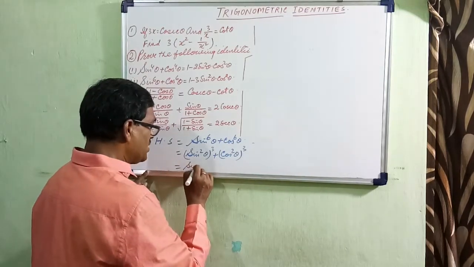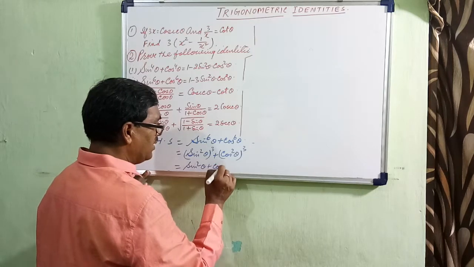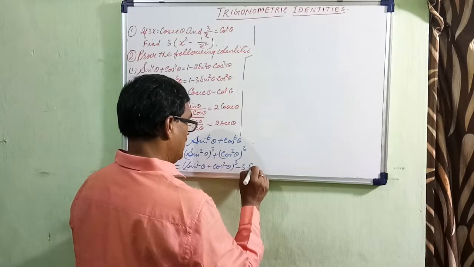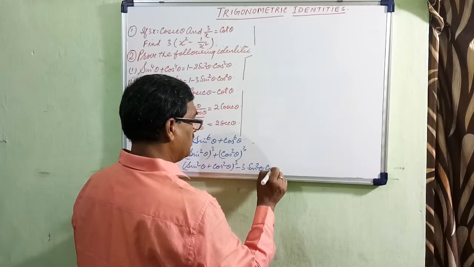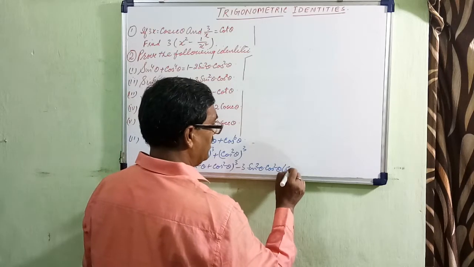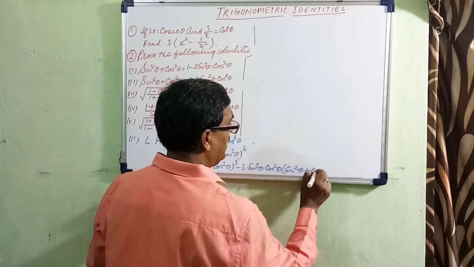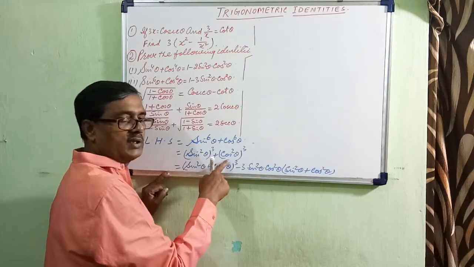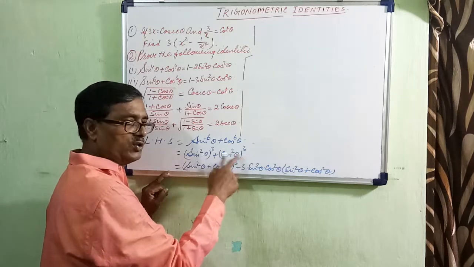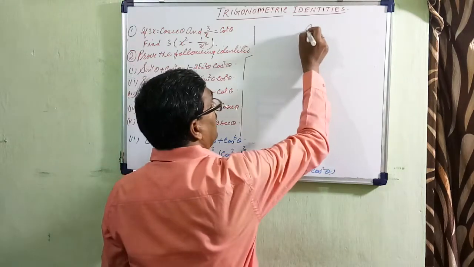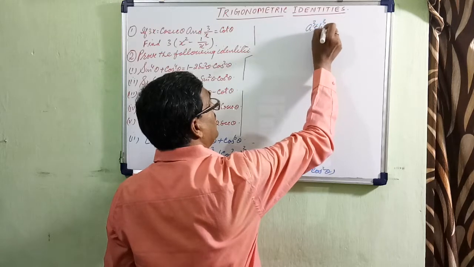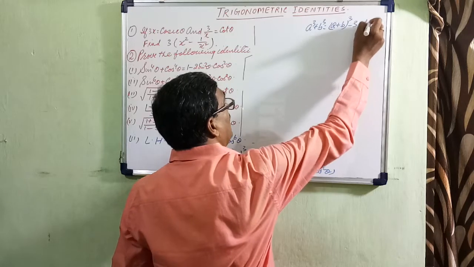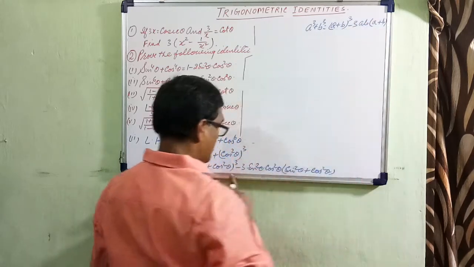a^3 plus b^3 is equal to (a plus b) whole cube minus 3 into a into b into (a plus b). So what I did here, I took sin^2 theta as a and cos^2 theta as b. So a^3 plus b^3 is equal to (a plus b) whole cube minus 3ab into (a plus b). This is the identity we have used.